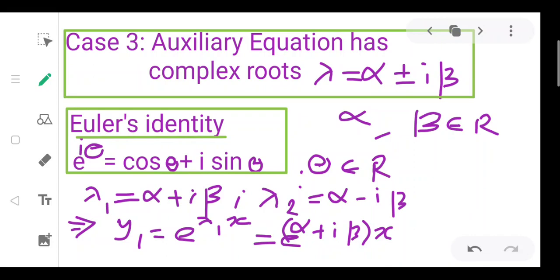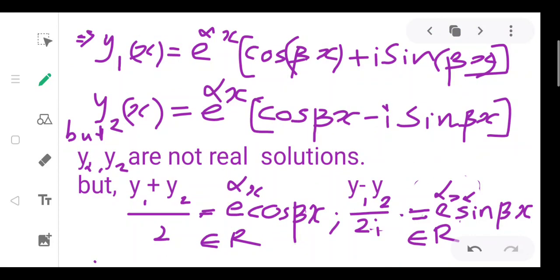then the first solution will be y1 is equal to e raised to lambda 1 x, that is e raised to alpha plus i beta x, and correspondingly y1 of x can be expanded as e raised to alpha x into cos beta x plus i sin beta x using Euler's equation. Okay, so y2 of x is equal to e raised to alpha minus i beta x, that is e raised to alpha x into e raised to minus i beta x, that is e raised to alpha x into cos beta x minus i sin beta x.